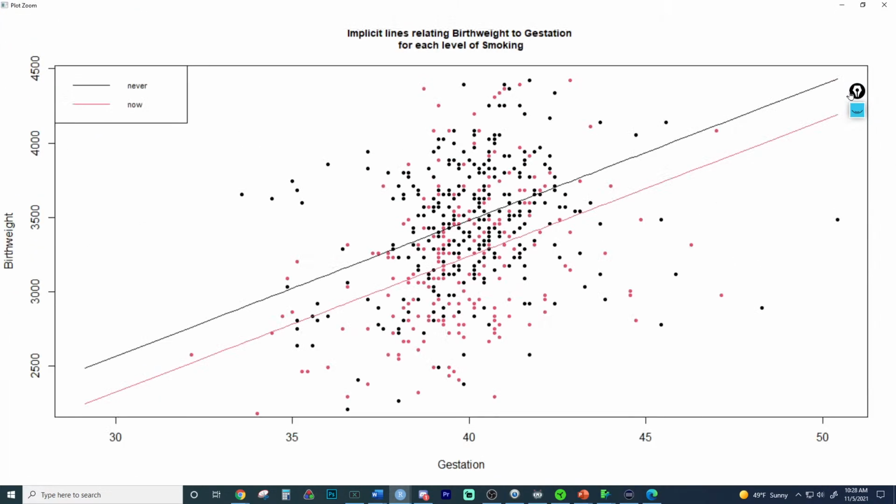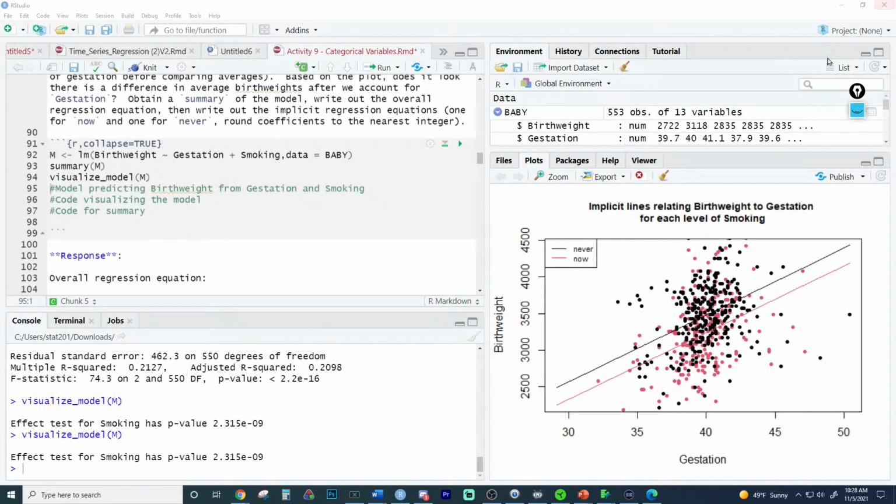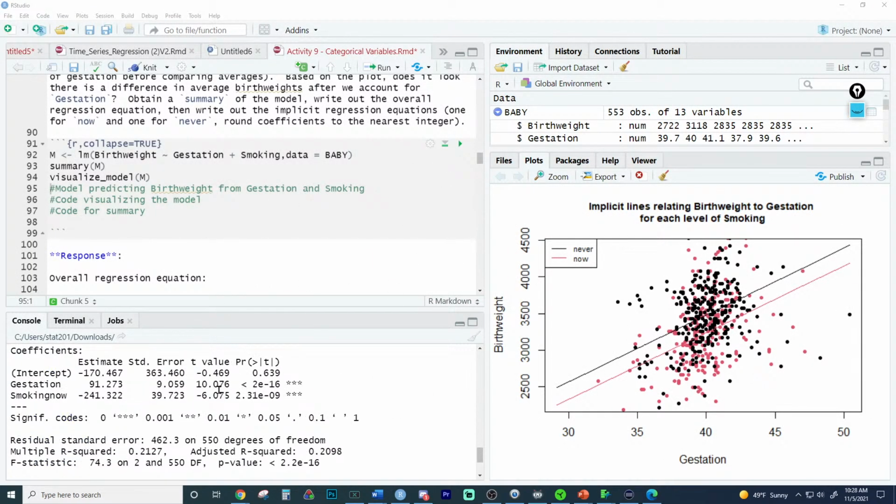Because when you're talking about two mothers who are otherwise identical, what you're looking at here is both have the same length of gestation. But one mother is smoking now, and one mother is smoking never. And this mathematical difference between these lines is 241. If you take this difference right here, it is 241.